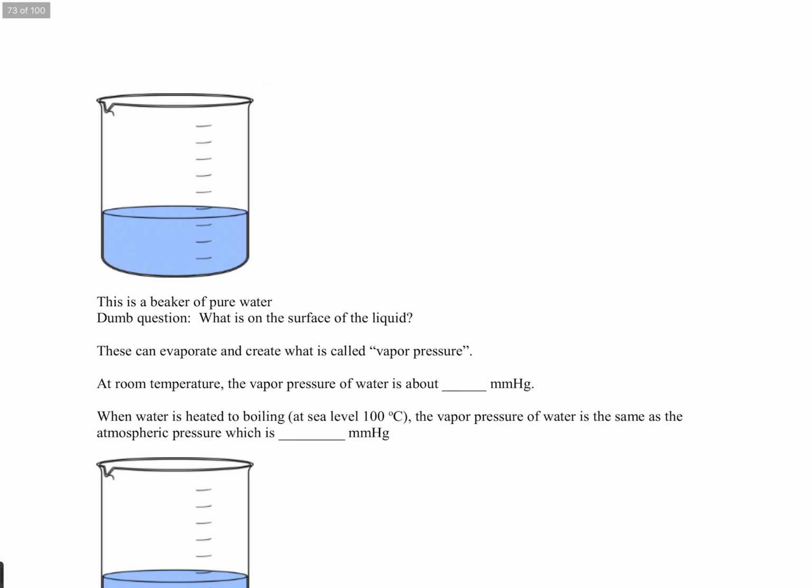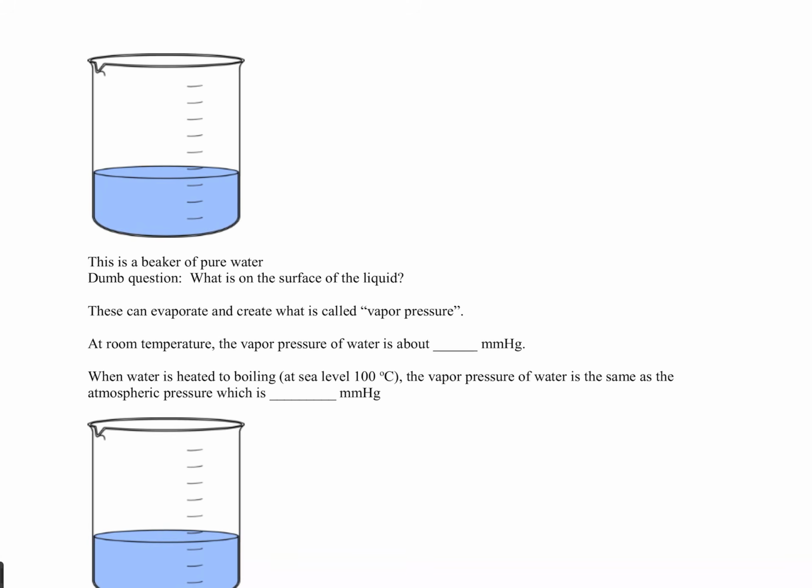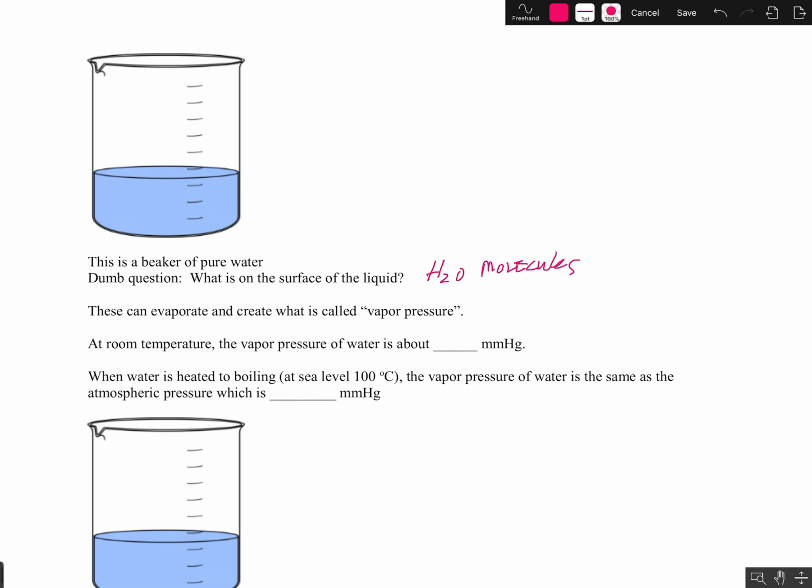You ready? All right. Now, on the top of the next page, I have a picture of a beaker. So, this is a beaker of pure water. Dumb question time. What is on the surface of the liquid? Yes, if you said water molecules, you are correct. It's a beaker of water, for crying out loud. So on the surface of the liquid, there are water molecules. Now, these can evaporate and create what is called vapor pressure.